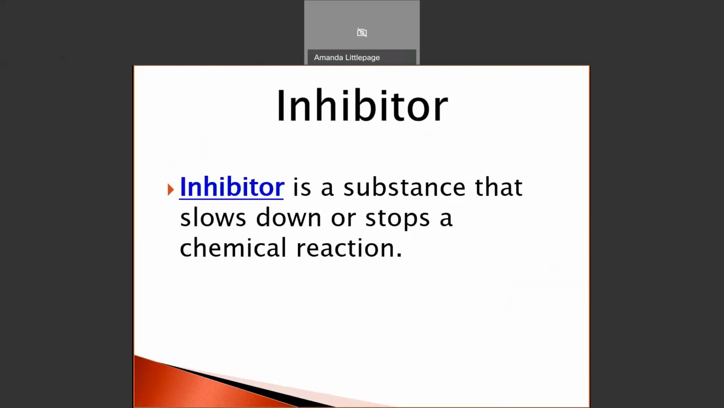What about an inhibitor? An inhibitor is the opposite of a catalyst. An inhibitor is going to stop or decrease or slow down a reaction rate. It's a substance that slows down or stops a chemical reaction. It inhibits the process from happening.